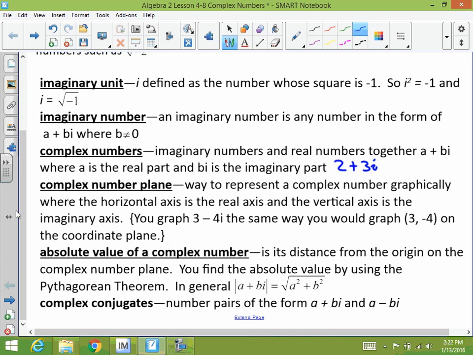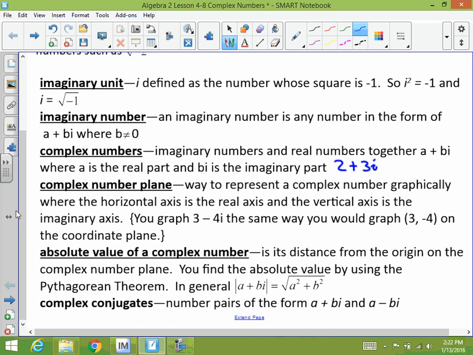The complex number plane is a way to represent a complex number graphically, where the horizontal axis is the real axis and the vertical axis is the imaginary axis. You would graph 3 minus 4i the same way you would graph (3, -4) on the coordinate plane. You would just have 3 on the x-axis and -4 on the imaginary axis. The absolute value of a complex number is its distance from the origin on the complex number plane. You find the absolute value by using the Pythagorean theorem. In general, the absolute value of a plus bi is equal to the square root of a squared plus b squared.